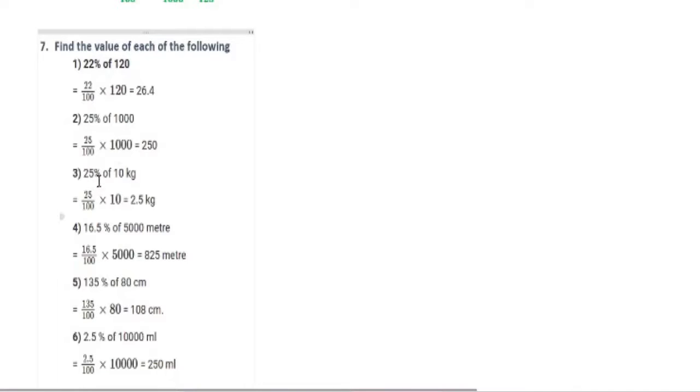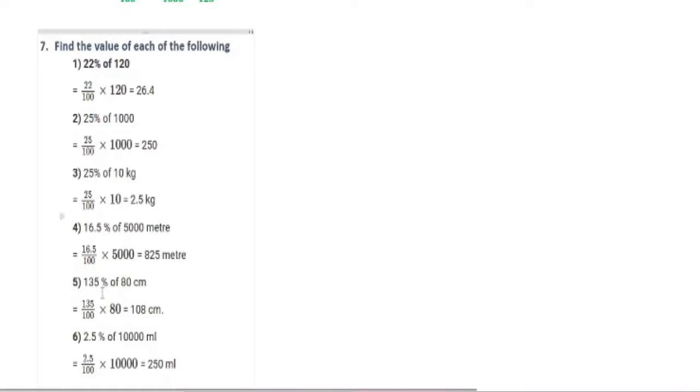Third one, 25% of 10 kilogram. That is 25 by 100 into 10. That is 2.5 kilogram. Here, fourth one, 16.5% of 5000 meter. So here the answer is 16.5 divided by 100 into 5000. Simplify it. You will get 825 meter. So here different units are here. Here kilogram, here meter. So the answer is also in that particular unit.